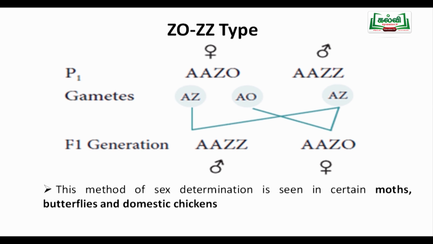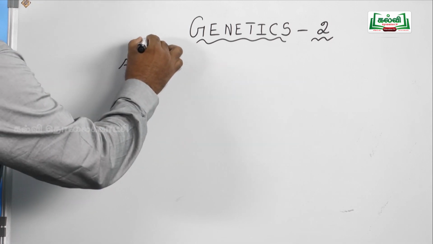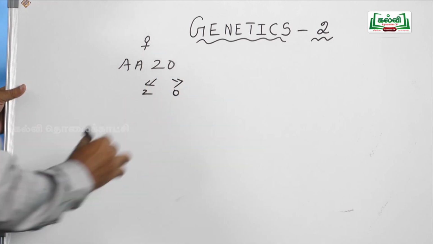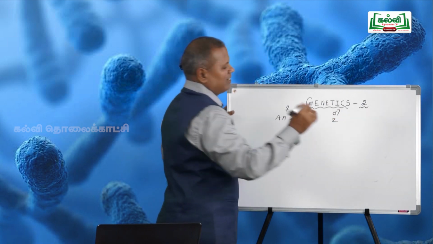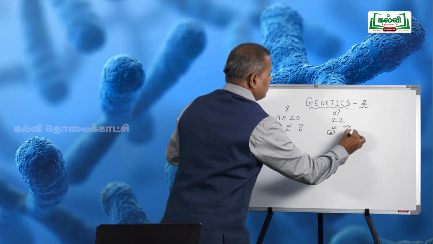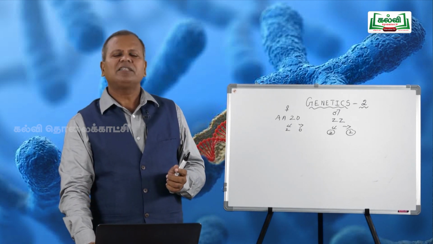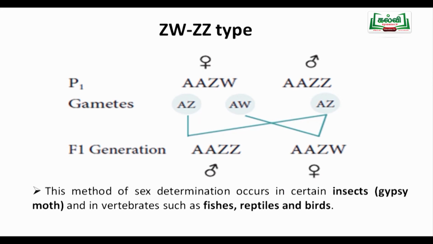Here the female is AAZO. AA represents autosomes, ZO represents the sex chromosomes. They produce two different types of gametes, Z and O. So, females are heterogametic in nature. Here males are ZZ. They produce similar gametes. This is a homogametic male. Next is ZW, ZZ type of sex determination, reported in gypsy moth, certain fishes, reptiles and birds.